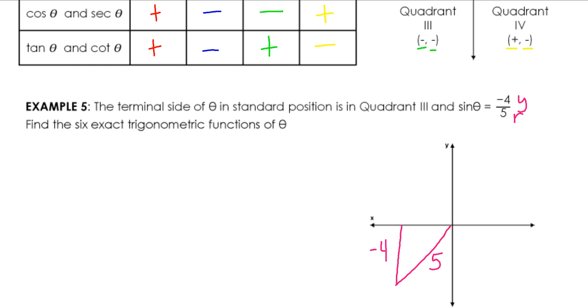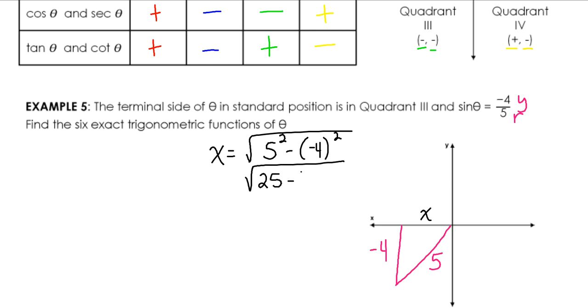Once we know that, then we can find the remaining x side. I am going to use the Pythagorean theorem to help me. I'm going to find x by taking the square root of 5 squared minus -4 squared. When I simplify that, I get 25 minus 16, and that would be the square root of 9. So I get an x coordinate of 3.